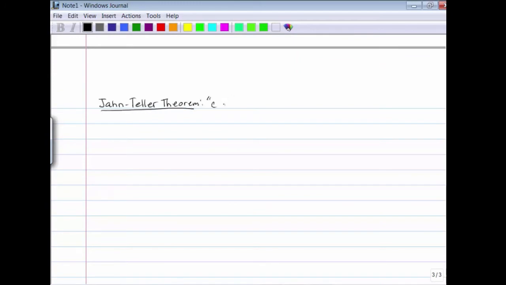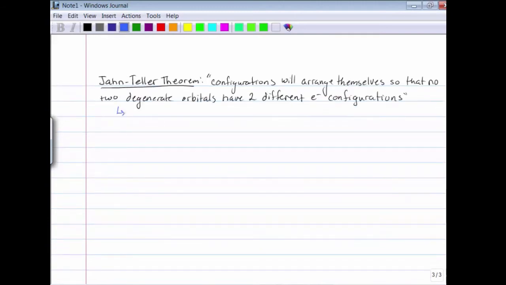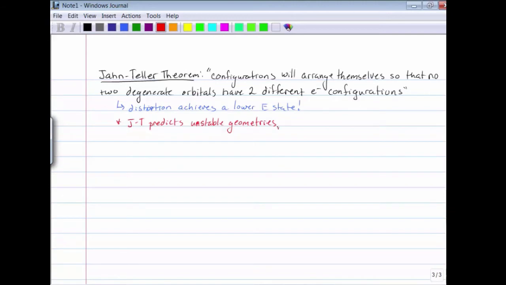Again, it says that configurations will arrange themselves so that no two degenerate orbitals have two different electron configurations. We know now that distortion really happens to optimize ligand field stabilization energy. Just once again, Jahn-Teller predicts which geometries will be unstable based on this rule above, but it does not predict what the preferred geometry will be. You can guess, but a lot of the times there are two cases that would actually be fine just looking at the electron configuration, so you would actually have to do an experiment to see what the distorted geometry would look like.